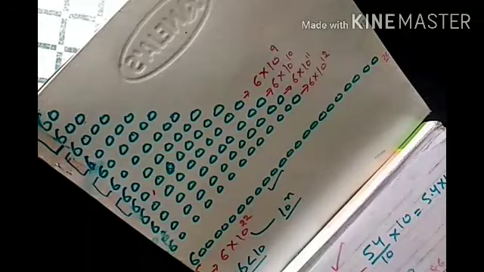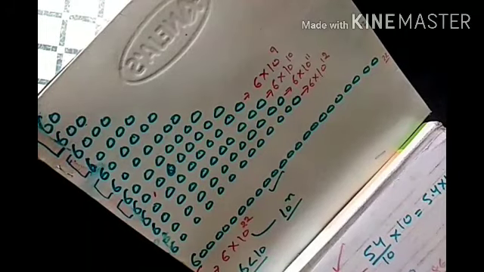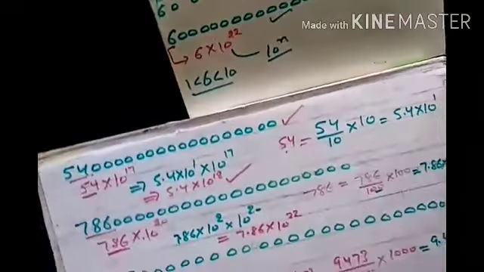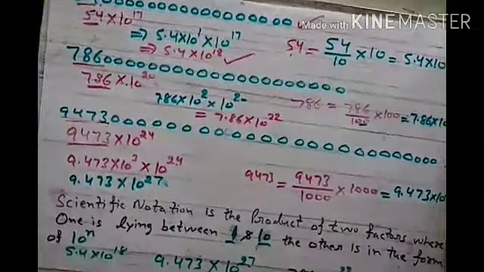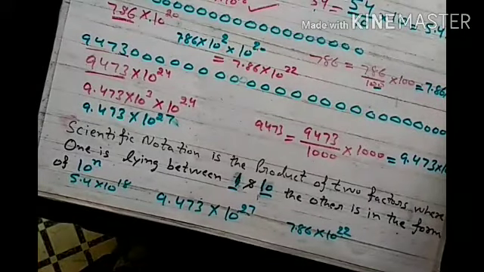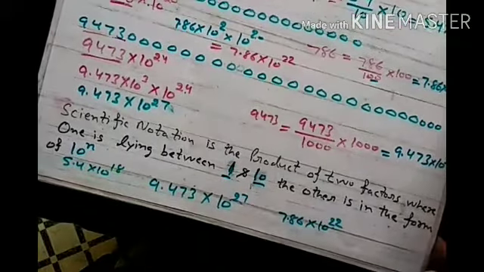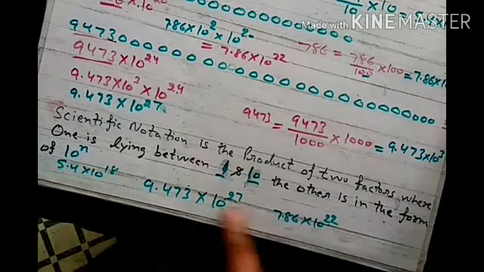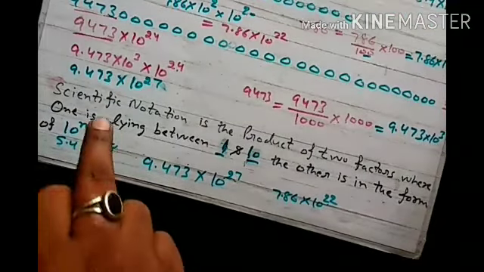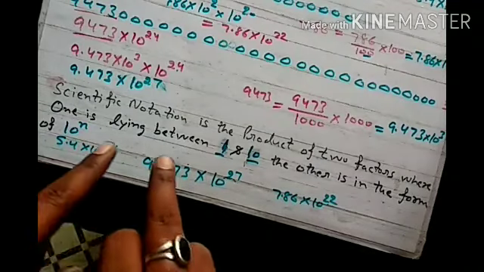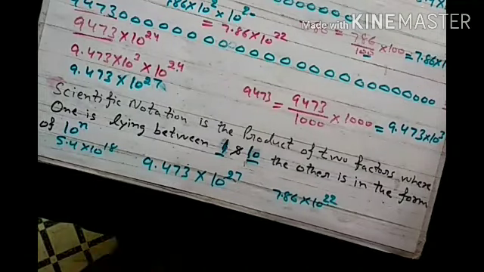So as per our video, we have done this question and all these questions, and we have to learn what is the scientific notation and standard form. So with all these derivations, we come to know how scientific notation can be defined in this form. Scientific notation is a product of two factors where one is lying between 1 and 10 and the other is in the form of 10 to n.